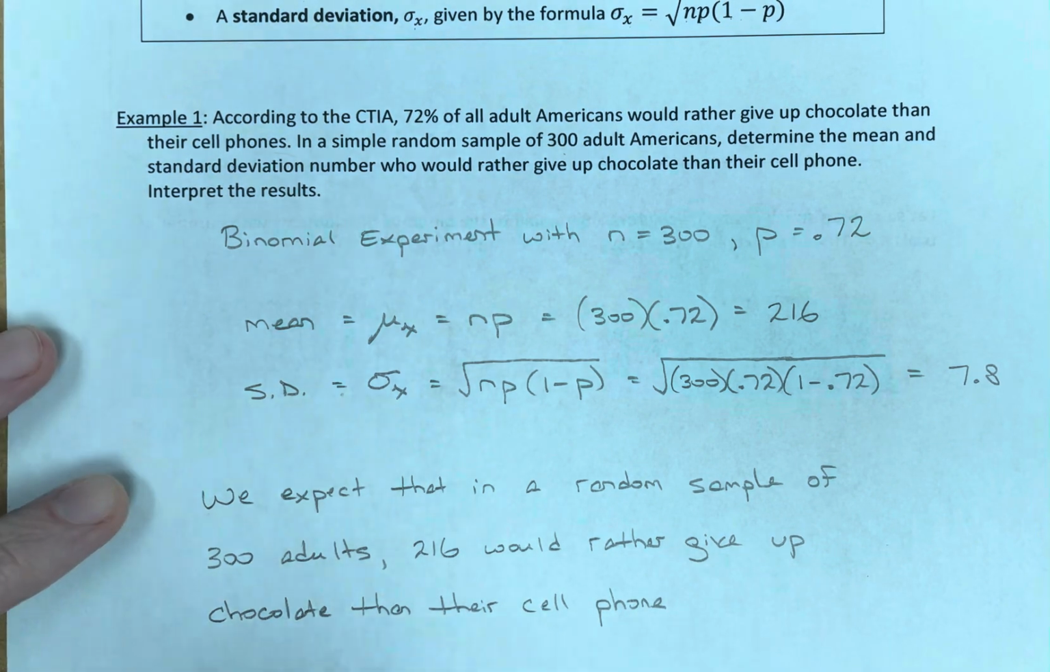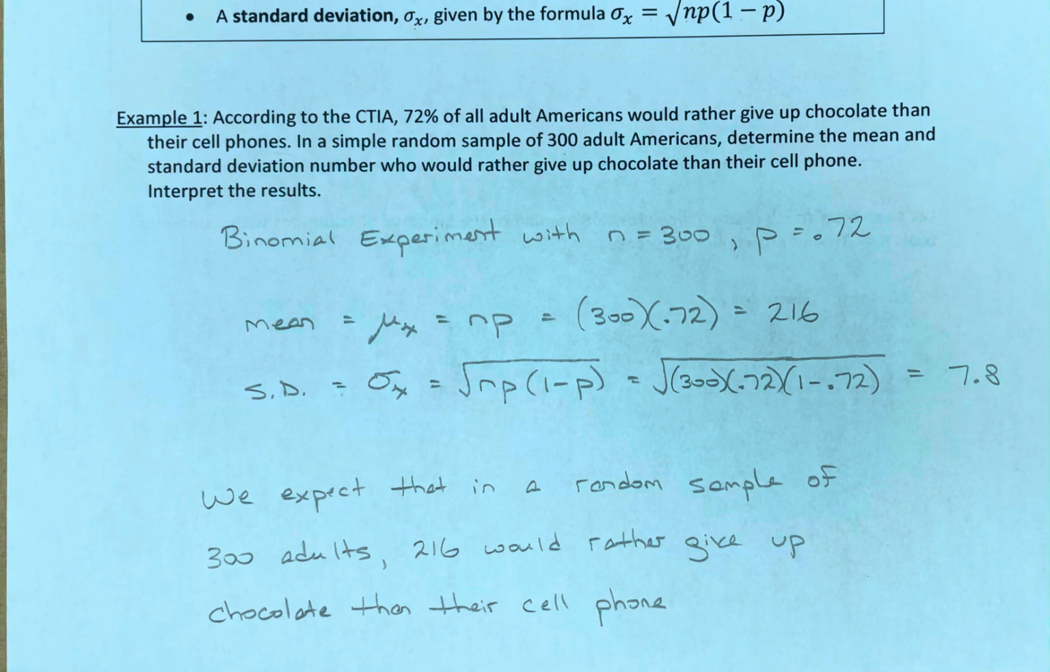Okay, there we have it. The mean and standard deviation of a binomial random variable. We're going to make use of that in our next video.